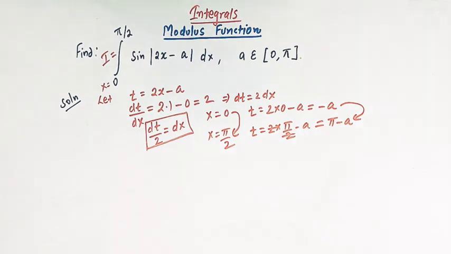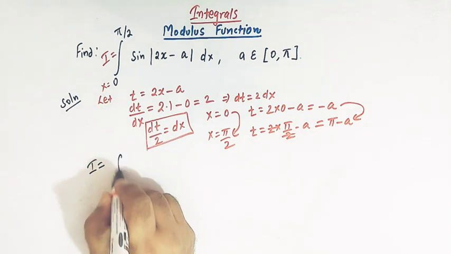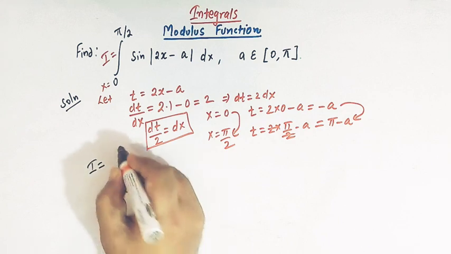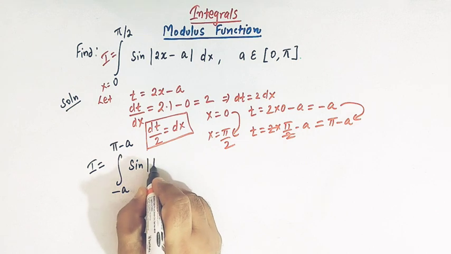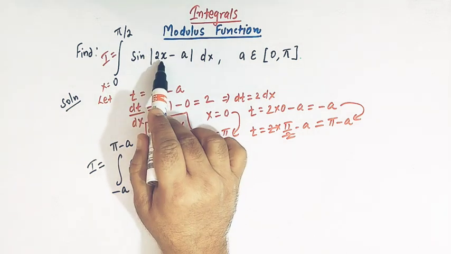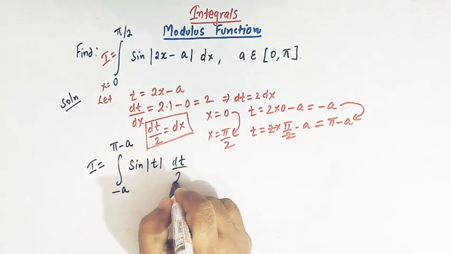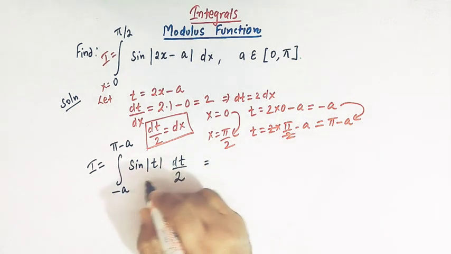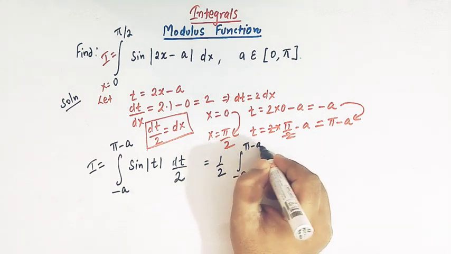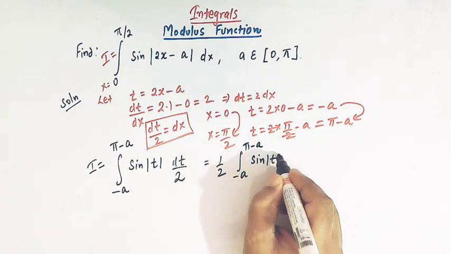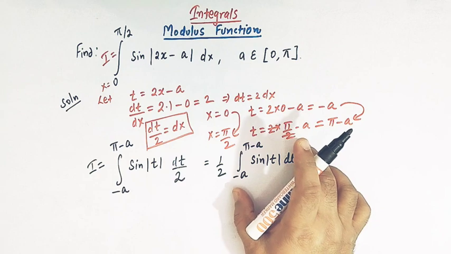So now this integral I can be written in terms of t as the integral from minus a to pi minus a, and here we have sine of mod of t, because 2x minus a is t, and for dx we can now write dt over 2, right? We can take half outside the integral, so we have half times the integral from minus a to pi minus a of sine of mod of t dt. So viewers, now we have this integral to evaluate.